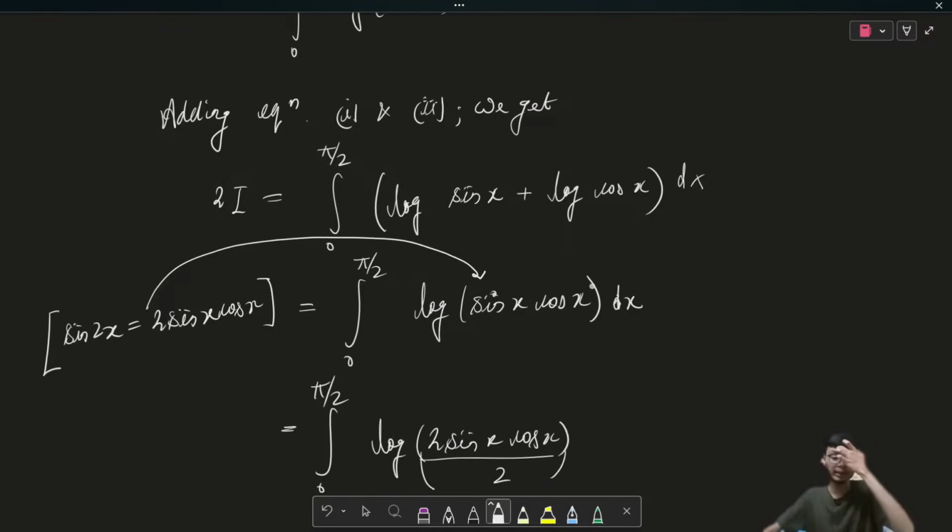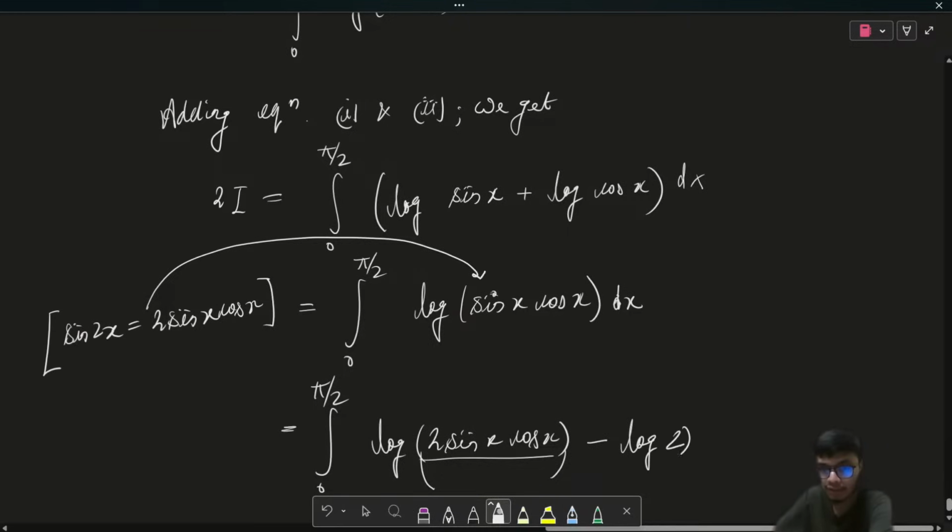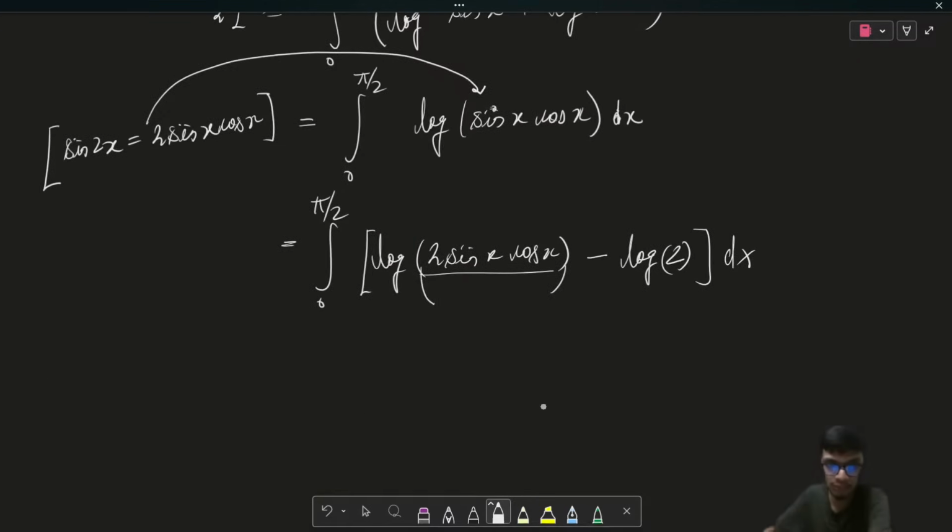Now since whole divided by 2, I can also write this thing as minus of natural log of 2, right? Now after I have this expression, I'm going to reduce this form to I is equal to 1 upon 2 integration from 0 to pi by 2.